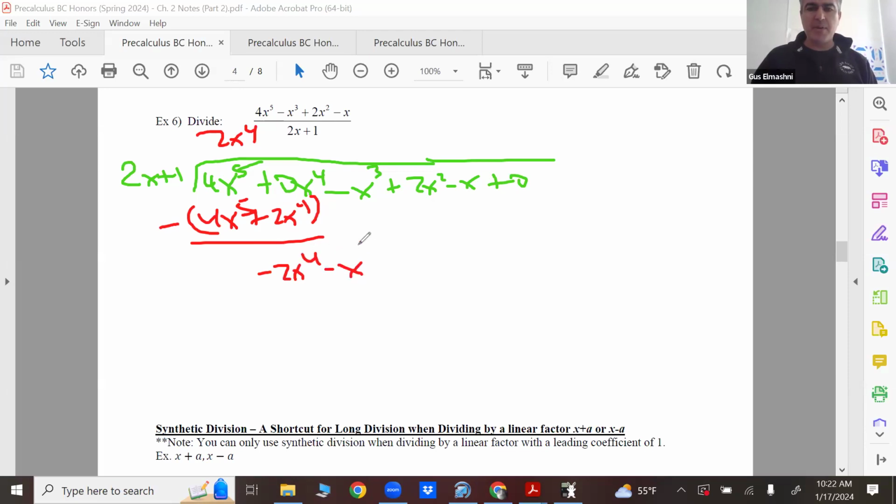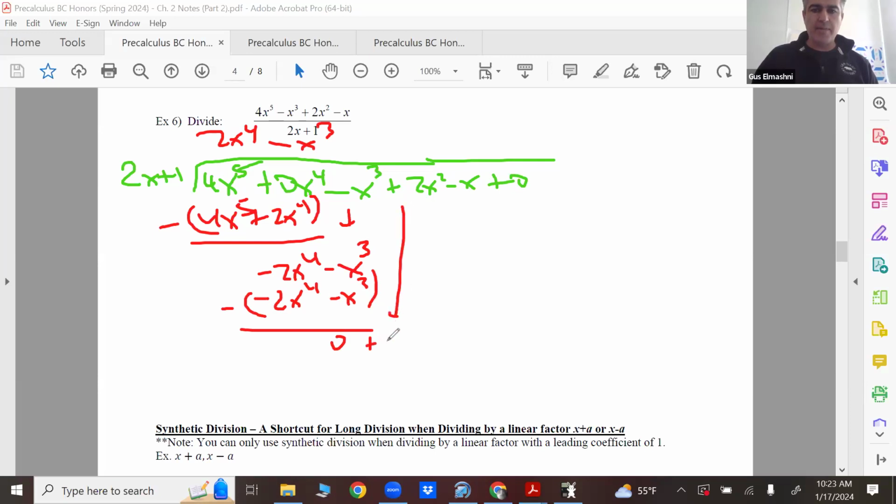And then bring down the -x cubed. You only bring one term down, the next lower one. Do it again. So it should be -x^3, I think. -2x^4, just like old school long division, right? Oh, look at that. That came out nice. So that's 0, but then bring down the 2x squared, right? And while we're at it, we might as well bring this down as well.